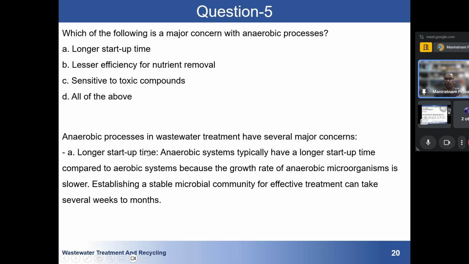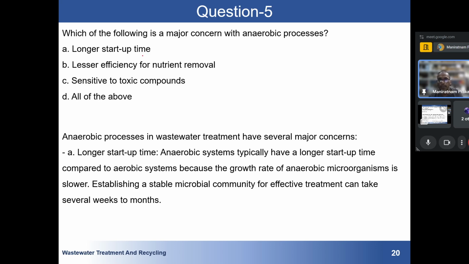Option A is longer startup time. Anaerobic systems typically have a longer startup time compared to aerobic systems because the growth rate of anaerobic microorganisms is slower. Establishing a stable microbial community for effective treatment can take several weeks. This is a property of anaerobic bacteria, that they take a huge amount of time to grow. It should have a sufficient population so that it can start degrading our organic matter. So A will also be our answer.